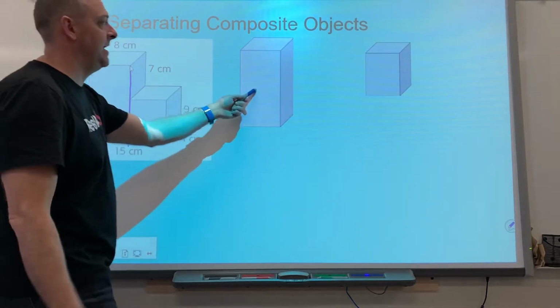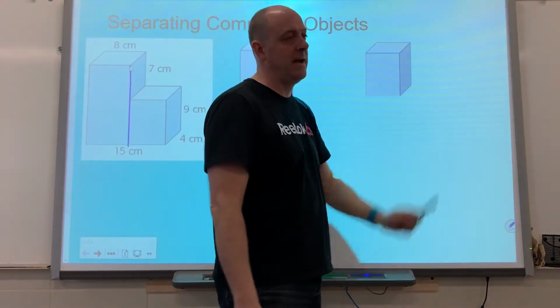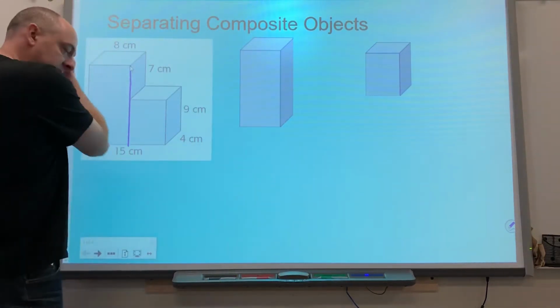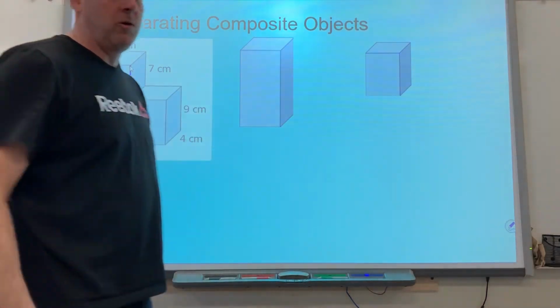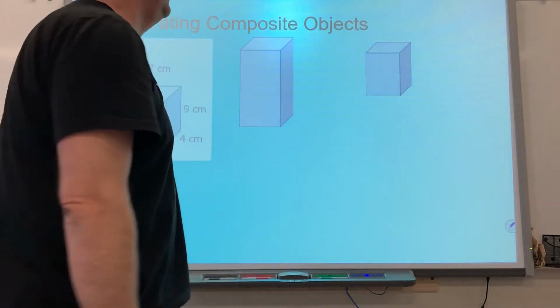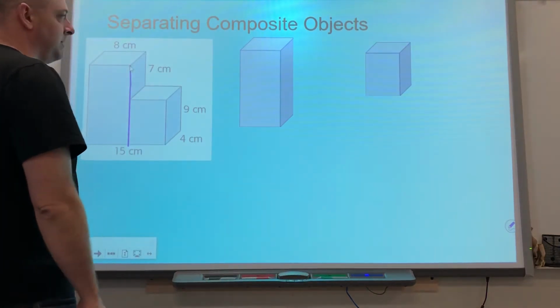We've already done rectangular prism surface area. So we're going to draw a line here. We're going to separate that into two, and then we'll figure out area of overlap on the next video, the parts that we don't have to count because we can't touch them.